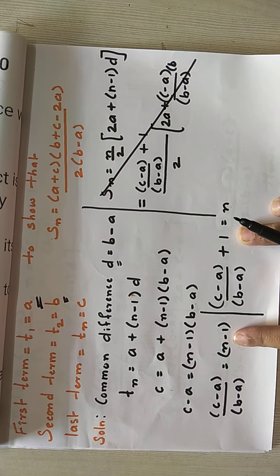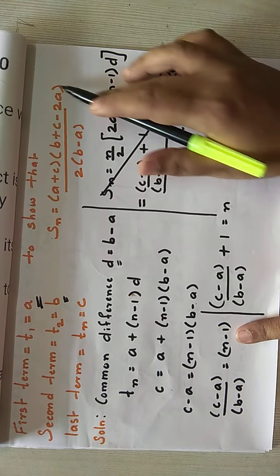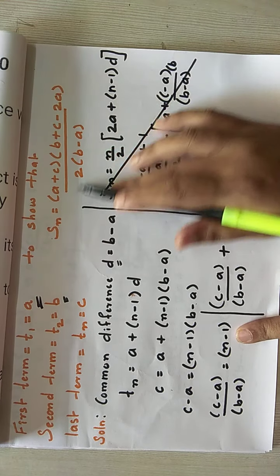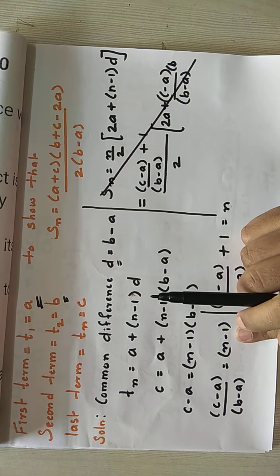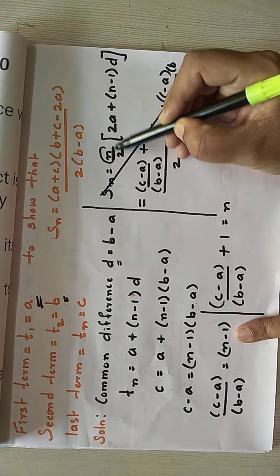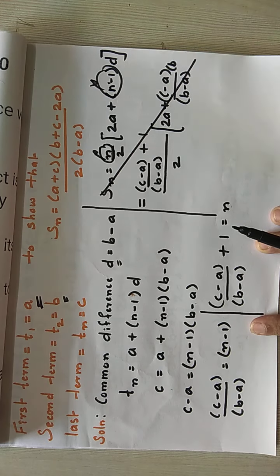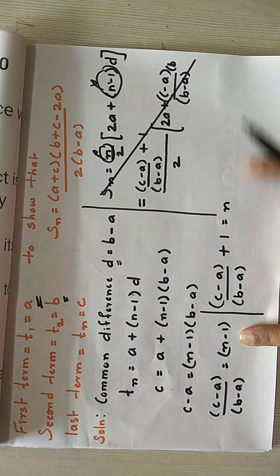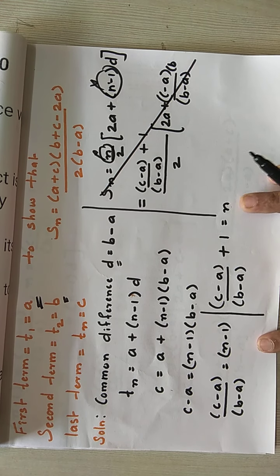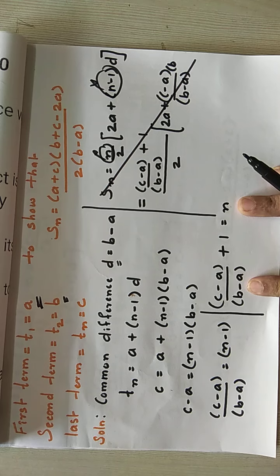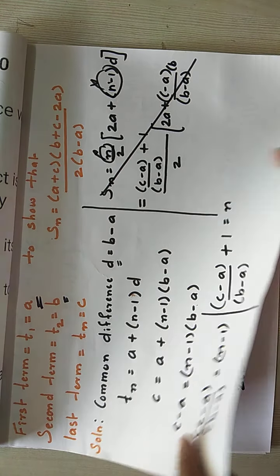Now why do we want n minus 1 and n? Because if you see Sn, what they have told us to prove, there is nowhere n over here, whereas the Sn formula has n and n minus 1. So we have to remove this n and n minus 1 somehow. That means we'll have to substitute. That's why we want n minus 1 and n. So n minus 1 is C minus A upon B minus A, and n is C minus A upon B minus A plus 1. Now these two things we are going to substitute in the Sn formula.